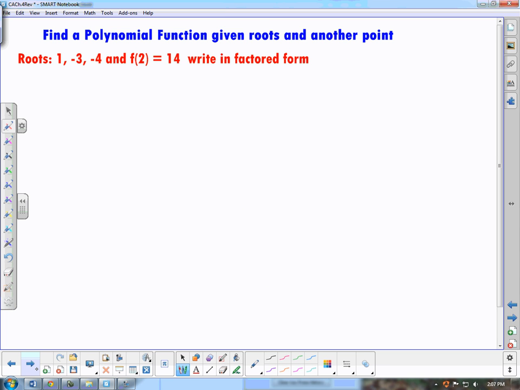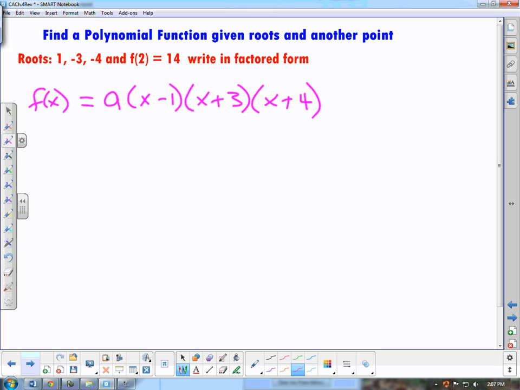The other one that you're going to be asked to do is something along these lines where you're given a coordinate on the graph and also some roots. So just like with the previous one, you're going to have x minus 1 as a factor, x plus 3, and x plus 4. We need to figure out a value for a to have this function be true. And so then you can take these things and substitute them in for x and y.